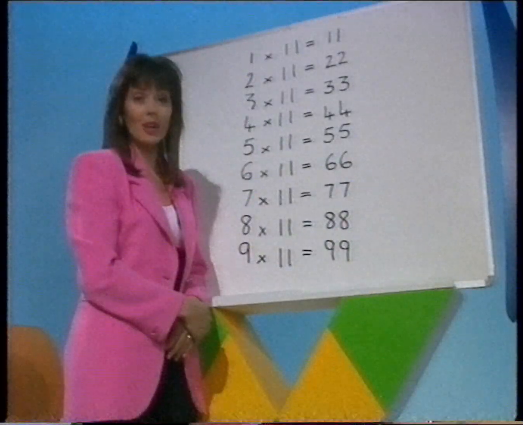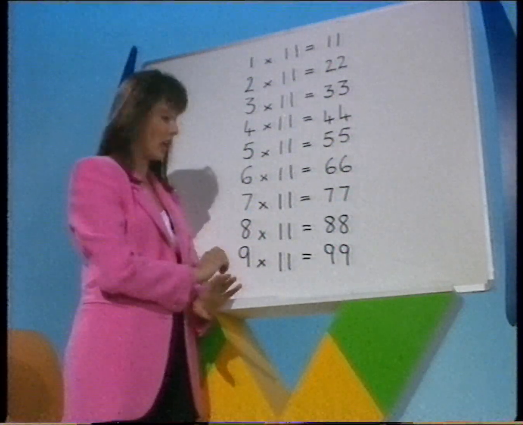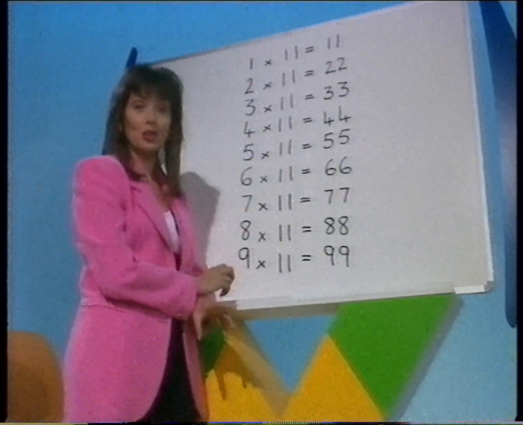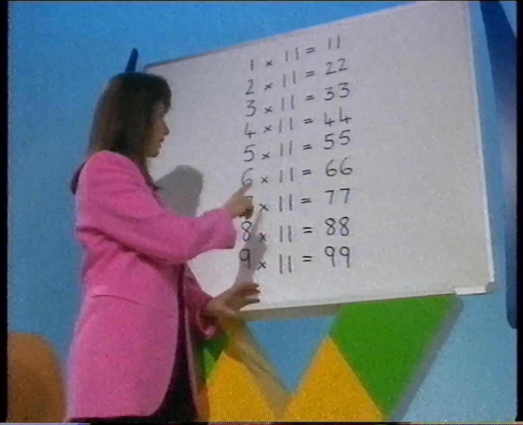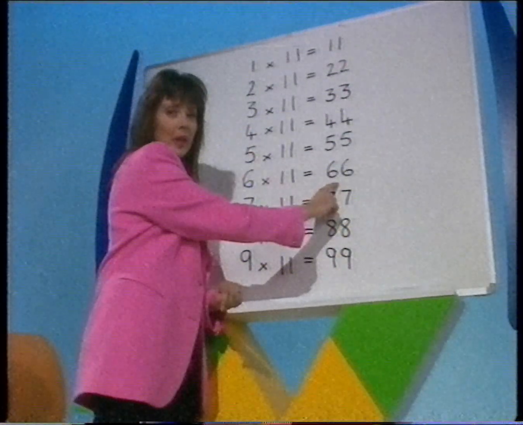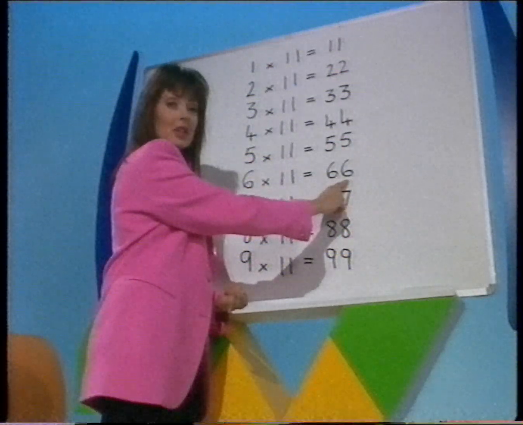Now, I'm always looking for easy ways to remember things. So have a look at this. The 11 times table is very special up to 9 times 11 because the answer is given in the question itself. Take any number up to 9, let's say 6, and look. The answer is that number in the tens column followed by the same number, 6, in the units column.